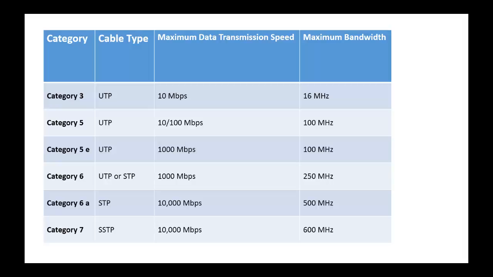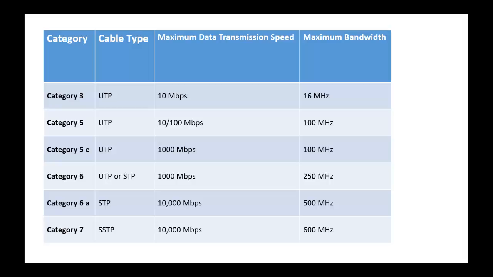The next one is category 6, abbreviated Cat6. Cat6 cable comes in either unshielded twisted pair or shielded twisted pair, UTP or STP. Its speed too is 1 gigabit per second, which is 1000 megabits per second. And the maximum bandwidth is 250 megahertz.